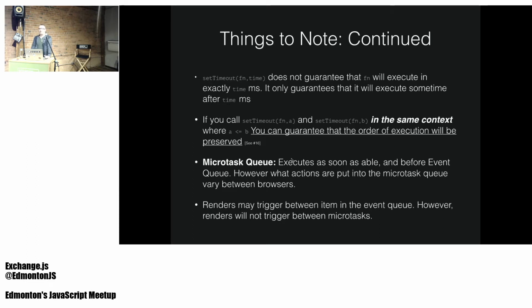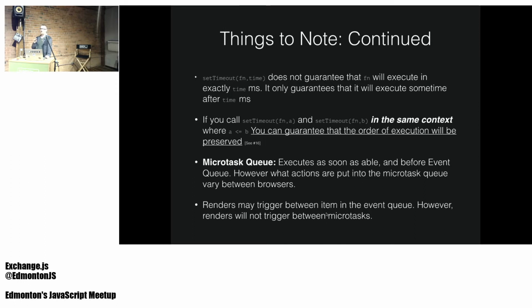Another is what actually gets put into the MicroTask queue. I think all modern browsers now have promises in the MicroTask queue, but last year when I first wrote these slides, that was not the case, and most browsers didn't. Only Chrome and I think Firefox were pushing promises into the MicroTask queue. I think they all agree that DOM mutation events should be in the MicroTask queue, though. And unlike the event queue, renders will not happen in between microtasks.